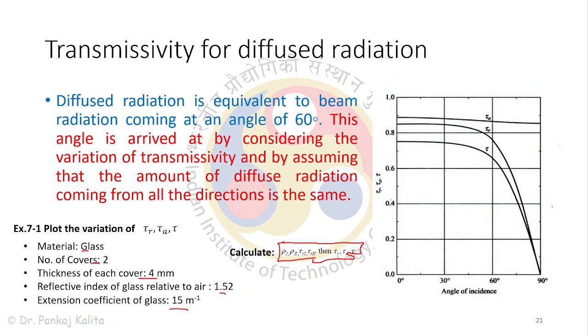So what has been given? This is your m value, the number of covers given, and this is your thickness of cover, delta c. What is the refractive index of glass to the cover? This value is given, the refractive index n2 by n1. And this value is your extinction coefficient, this is your k value.